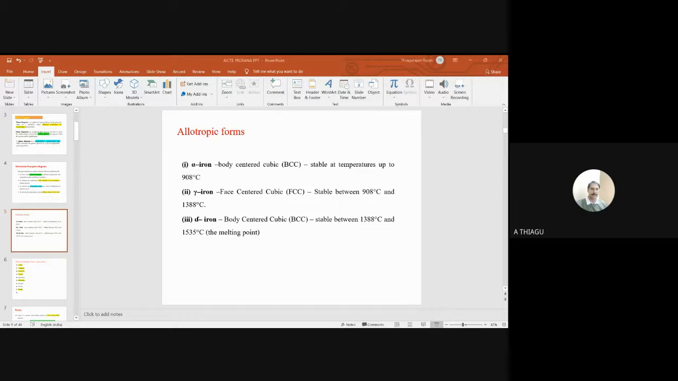So it's like a kind of revision only. So once again I will share the important thing. You can identify or differentiate the different materials, steel and cast iron, based upon the weight percentage of carbon.